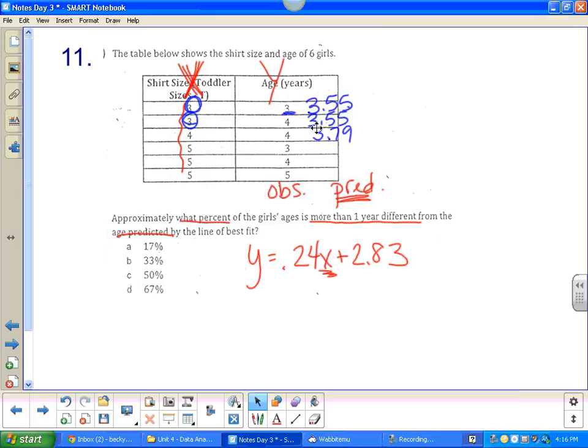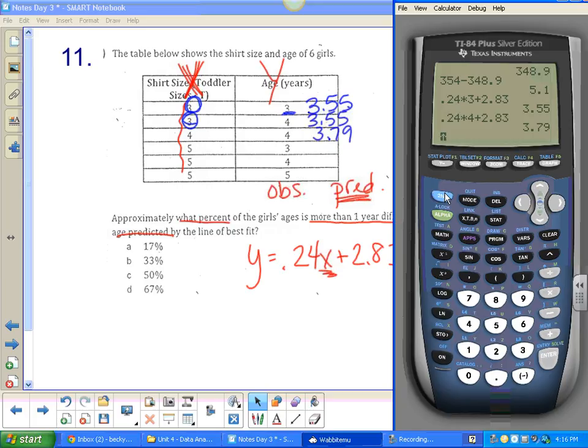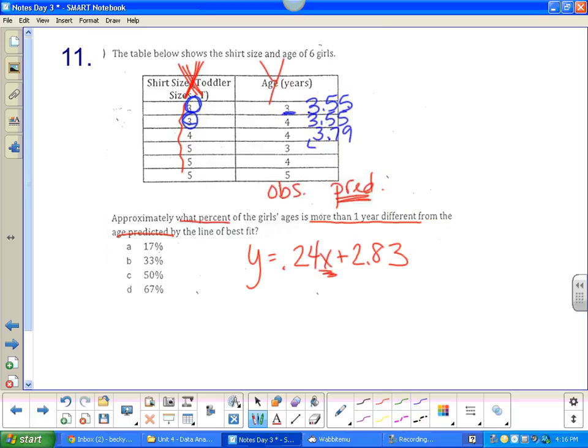Okay, and now I need to type in a 5, and I think this is the last one I have to do. And I got 4.03. Because those are all 5s.